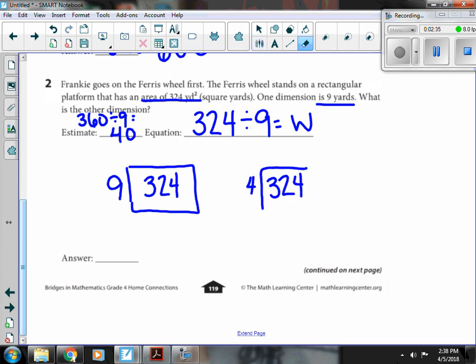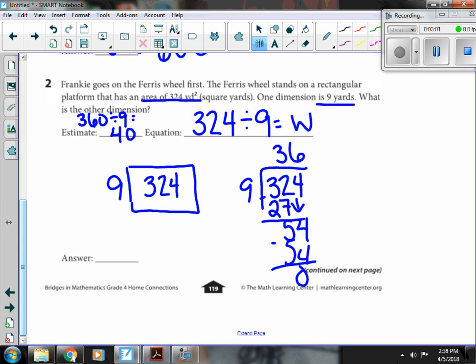Oops, not 4, 9. 9 can't go into 3, so 9 goes into 32 3 times, and that's 27. And that gives me 5 when I subtract. And then I bring down my 4. 9 goes into 54 6 times, which is 54. And so there's no remainder. So my other side length is 36 yards, which is close to 40. So my estimate was pretty right on.